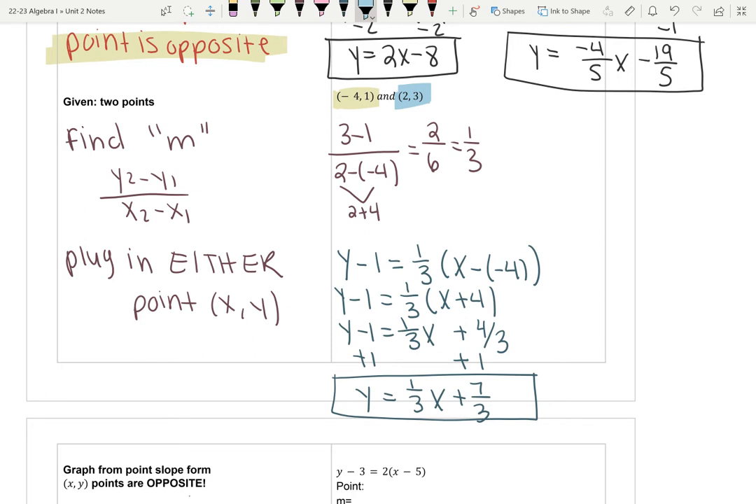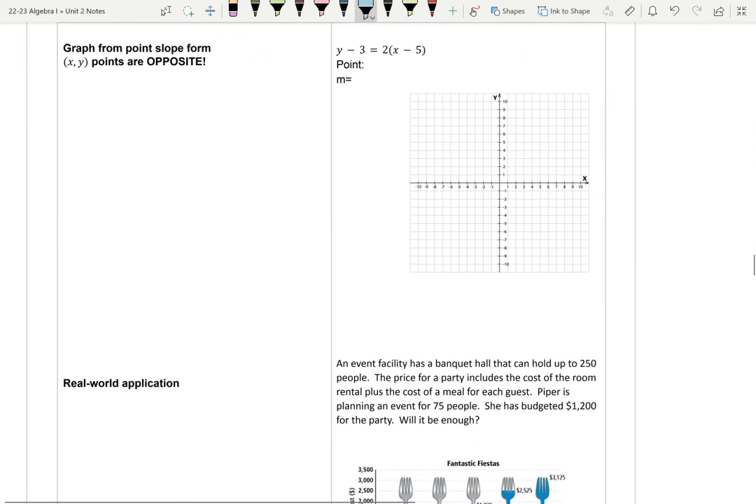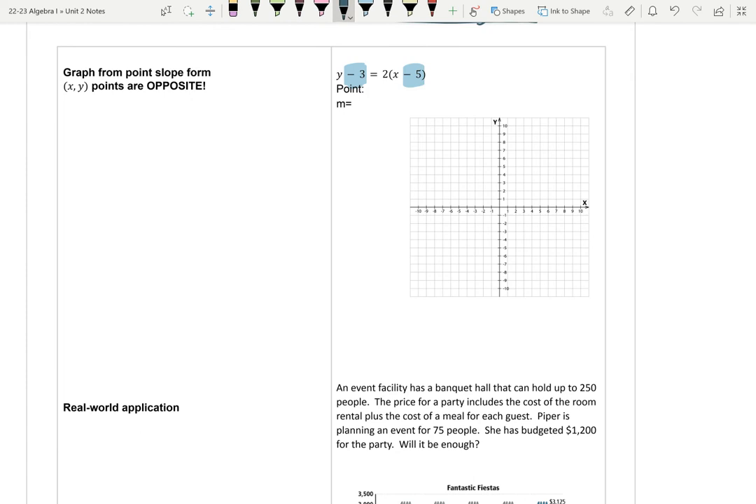Okay. So next, we are graphing from point slope. So remember, kind of how when we plugged in the points, they were opposite. Now, the points that we're going to be plotting are going to be opposite. So if you look over here, we are given a -3 and a -5. So this means that my y is going to be +3 and my x is going to be +5. It's opposite. So my point is 5, 3. So that's where I'm going to start. So I'm going to go over 5, up 3.